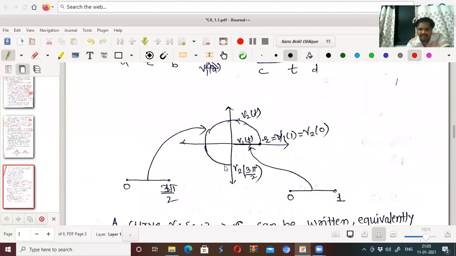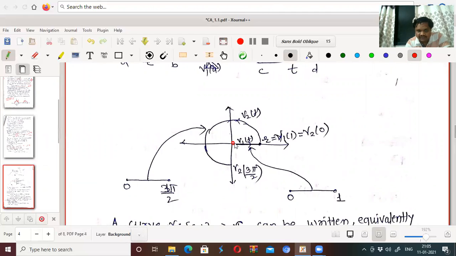So in the diagram, this is the first curve, 0 to r. And this is the second curve, gamma 2. How to join these two curves? We know that this total red, this to this and this to this, should be your gamma 1 plus gamma 2. Now how to represent it?